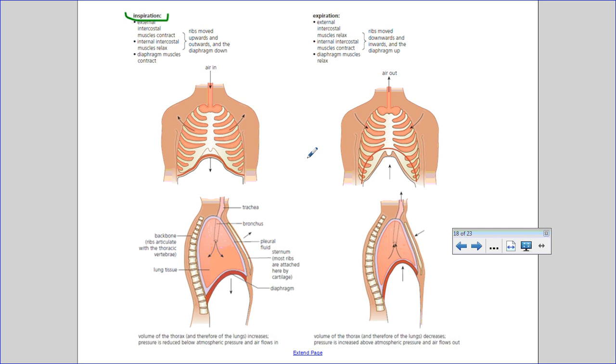To get air out during that process of expiration, the external intercostal muscles will relax, the internal intercostal muscles will contract, the diaphragm muscles will relax. So this means the ribs will move downward, and the diaphragm will move up, decreasing the volume of the lungs, increasing the pressure inside the lungs, and that increased pressure then forces the air out of the lungs.